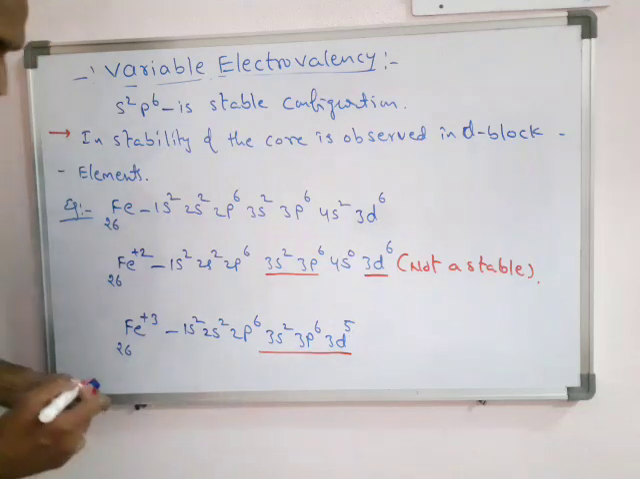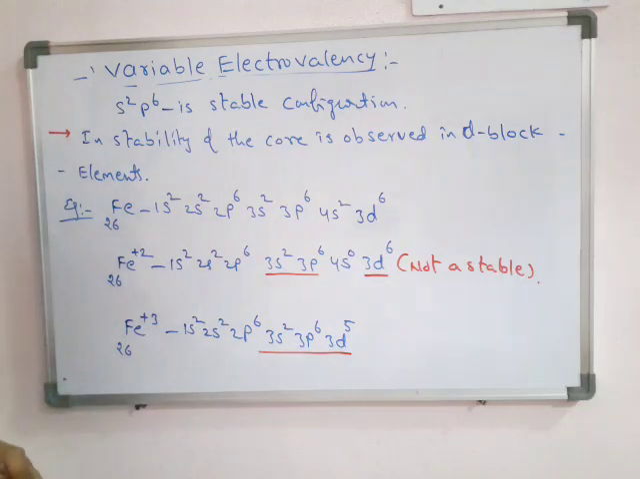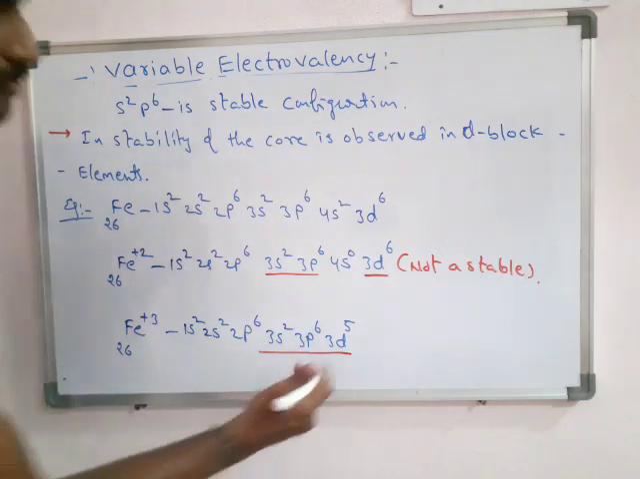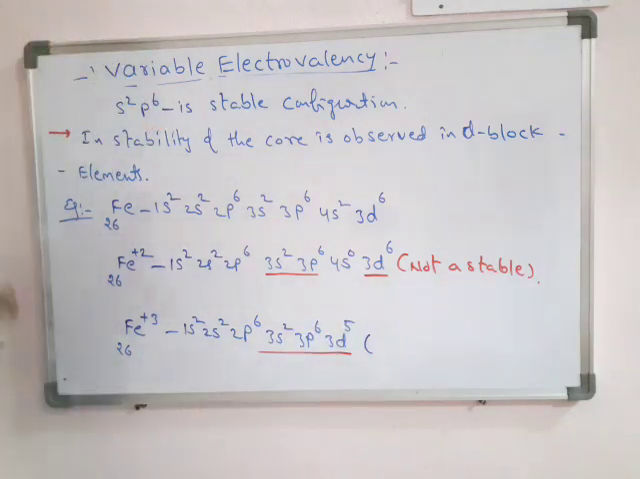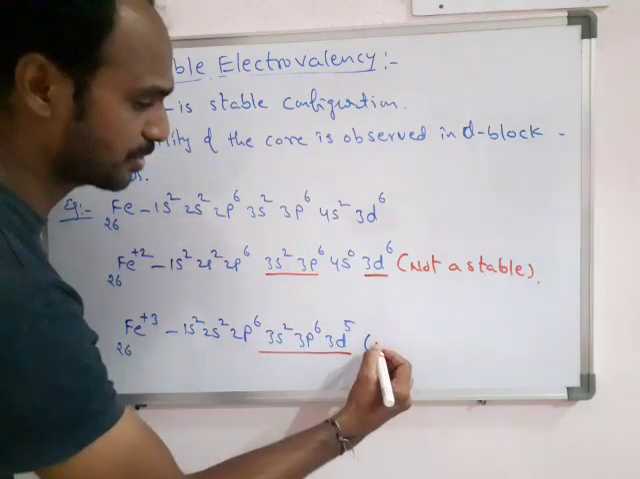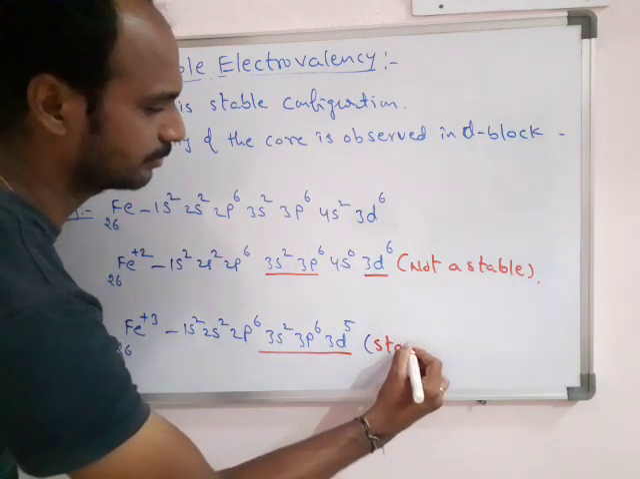So half filled orbital, so it is somewhat more stable than the above Fe+2. So it is stable.